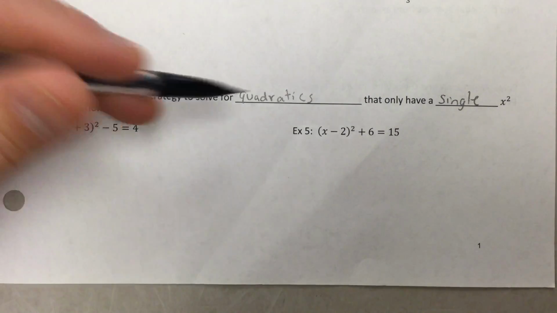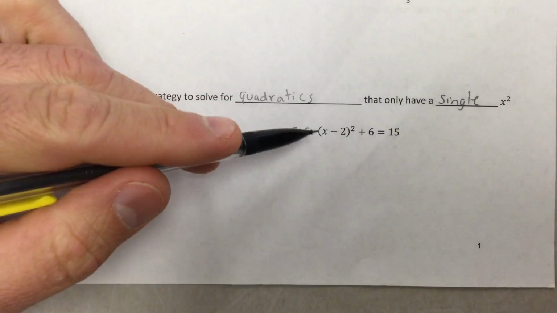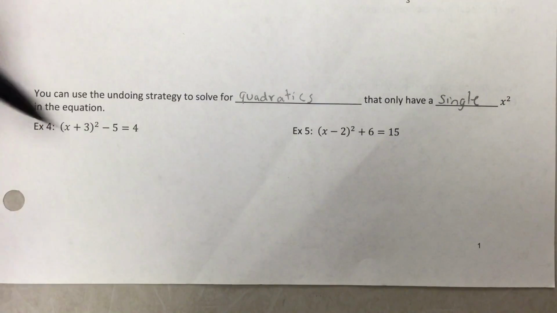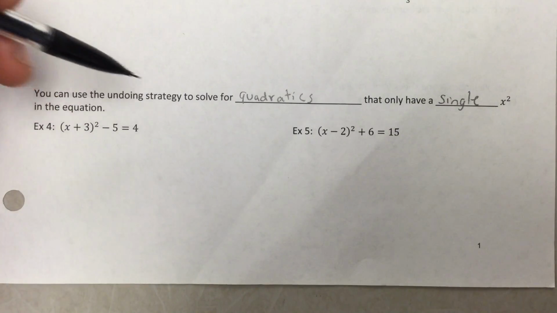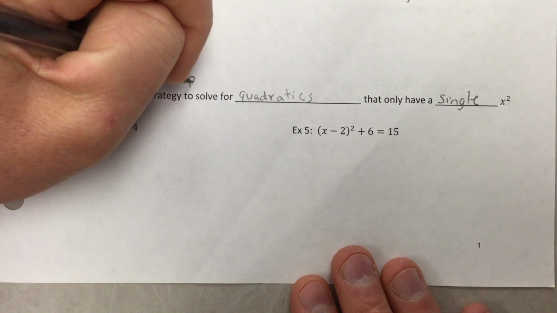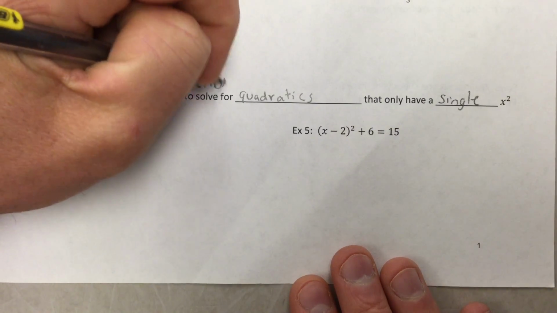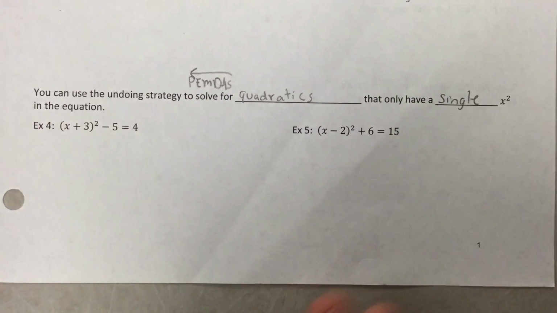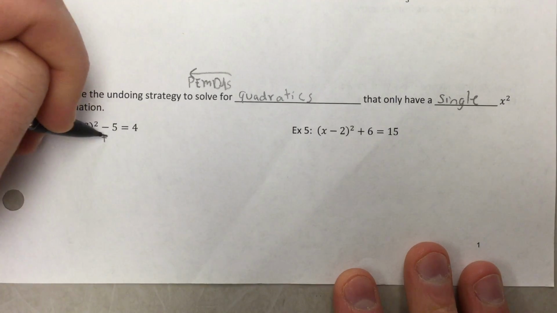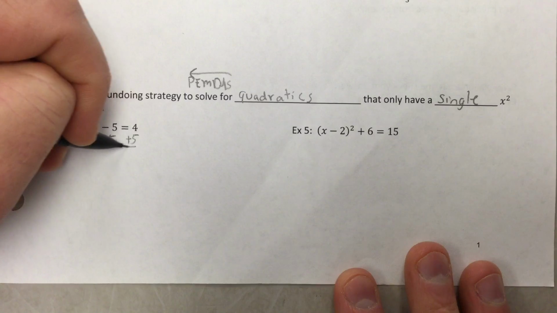And notice these two problems only have x's that are being squared, no other x's outside of that. So when you have that x that's being squared, no other x's outside of that, you can use our PEMDAS backwards strategy. So again, I'm going to write PEMDAS backwards arrow here. And so the first thing I'm going to do is undo addition subtraction. So I see this minus 5 here. I'm going to get rid of that first by adding 5.